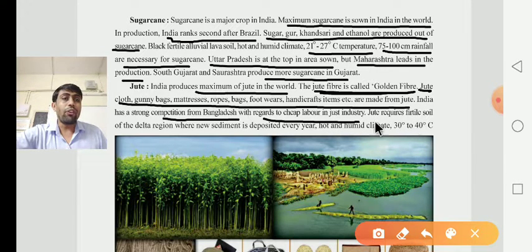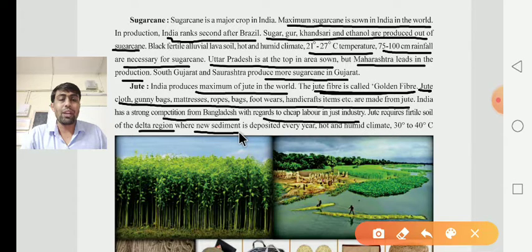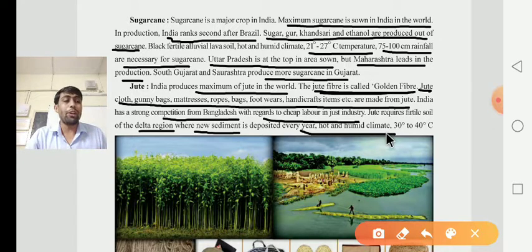Jute requires the fertile soil of the delta region. Which region? Delta region. Delta region you know very well. Mukhya Trikon Pradesh. It is known as a delta region, where new sediment, it means camp, is deposited every year by the hot and humid climate. Hot and humid climate means garam and bhejwadi abohava.